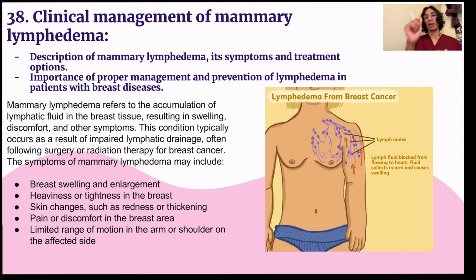Clinical management of mammary lymphedema. Mammary lymphedema refers to the accumulation of lymphatic fluid in the breast tissue, resulting in swelling, discomfort, and other symptoms. This condition typically occurs as a result of impaired lymphatic drainage, often following surgery or radiation therapy for breast cancer. The symptoms of mammary lymphedema may include breast swelling and enlargement, heaviness or thickness in the breast, skin changes such as redness or thickening, pain or discomfort in the breast area, and limited range of motion in the arm or shoulder on the affected side.